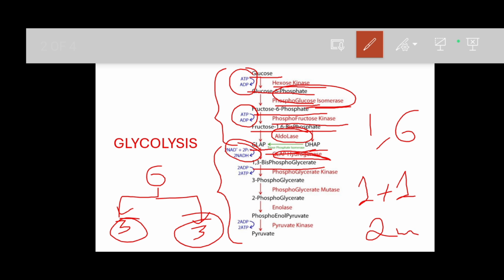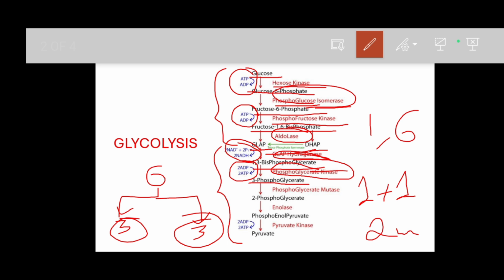From 1,3-bisphosphoglycerate, 3-phosphoglycerate is formed. The enzyme involved here is phosphoglycerate kinase. In the earlier steps, we have already said what a kinase is. It involves the addition of a phosphate group, right? So it requires ADP. From now on, ATP to ADP conversion cannot be seen, but instead ADP to ATP conversion can be seen. So from 1,3-bisphosphoglycerate, 3-phosphoglycerate is formed.